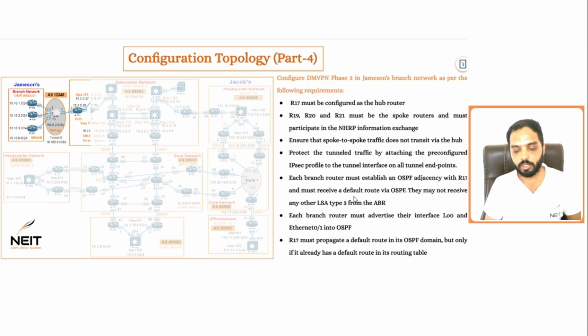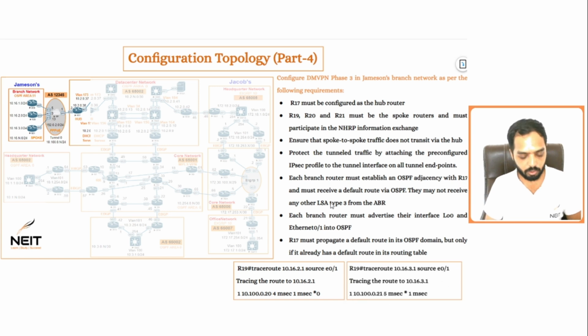Now we have to test the reachability. From router 19 we will be testing the reachability. We will be tracing the path of 10.16.2.1, which is the IP address of router 20's E0/1 interface, and we will trace the second IP address also, which is 10.16.3.1, the IP address of router 21's interface E0/1. So we will be tracing from 10.16.1.1 to 10.16.2.1 and 3.1. Okay, so let's test it.